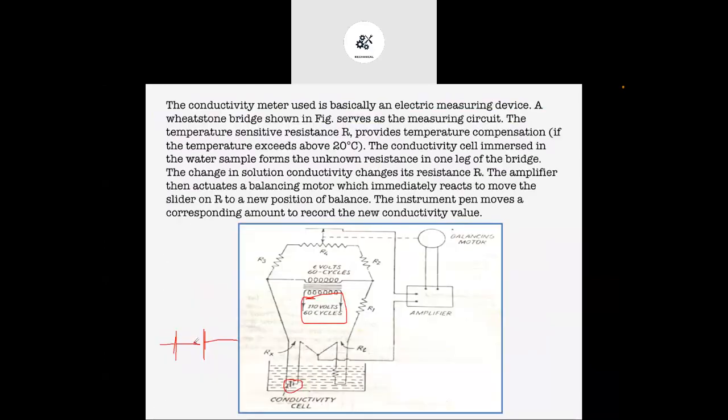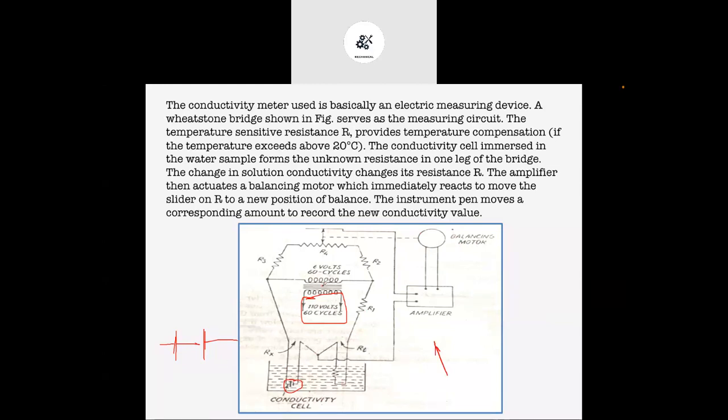If there is pure water, in that case there will be no transfer of electricity between these particular contacts. So if the water is pure, the circuit doesn't give any deflection, or any input to the amplifier. In that case, the indicator will show zero reading.